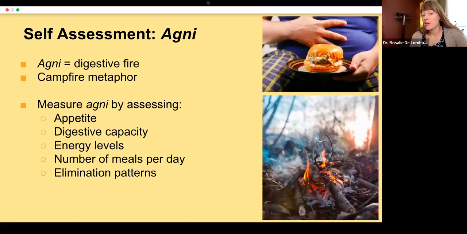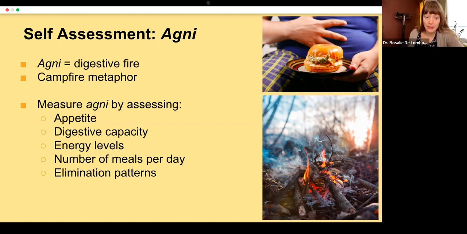Your digestive capacity also tells me how good your internal fire is burning. Are you someone who gets full very quickly, who has indigestion or heartburn very quickly? That tells me there's a low digestive capacity, a low Agni. Same thing in terms of energy levels. If your Agni is low, your energy is low. The number of meals per day can also inform how your Agni is doing, in terms of how much one is able to eat in a day. Is it three meals and snacks, or is it just one and they're content?